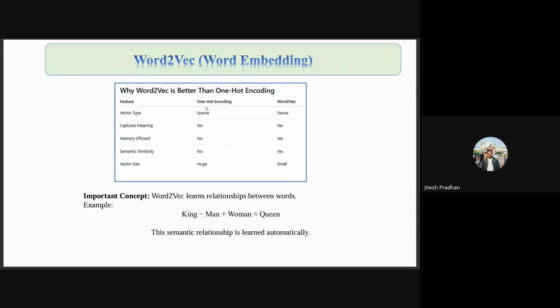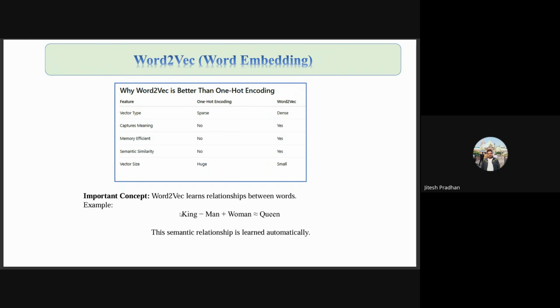Captures meaning? No, one hot encoding doesn't capture any meaning. Word2Vec does, because it keeps similar context information together. Memory efficient? No, one hot encoding takes large memory, while Word2Vec takes smaller memory. Semantic similarity, one hot encoding doesn't find it, Word2Vec finds it. Vector size is very huge in one hot encoding, but in Word2Vec it is very small.